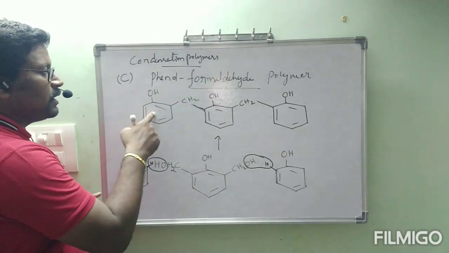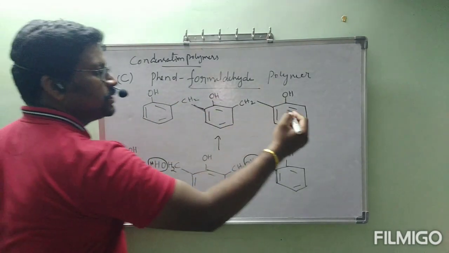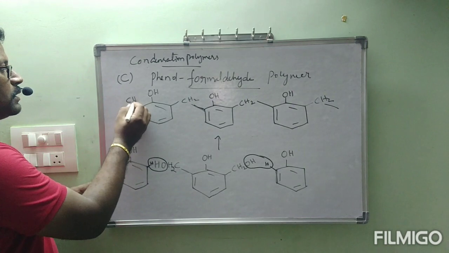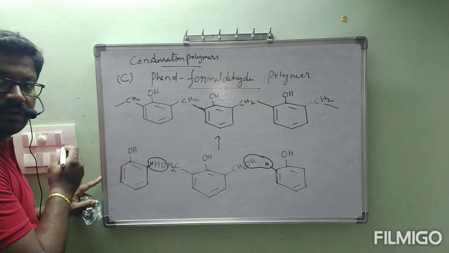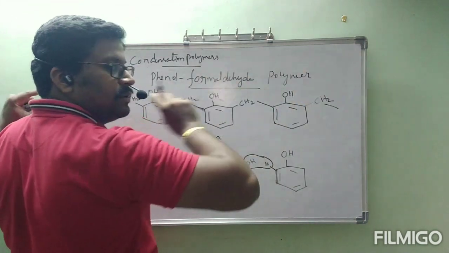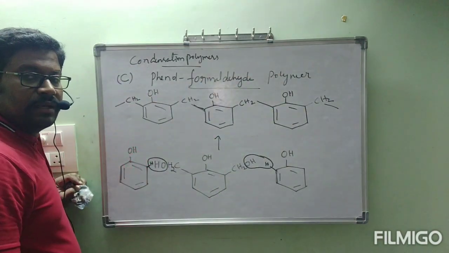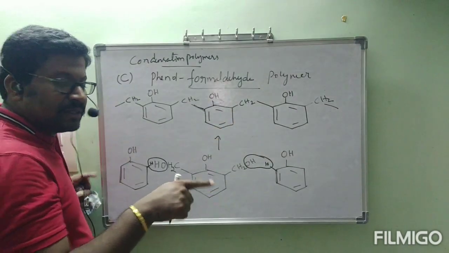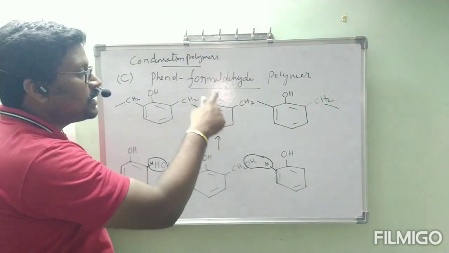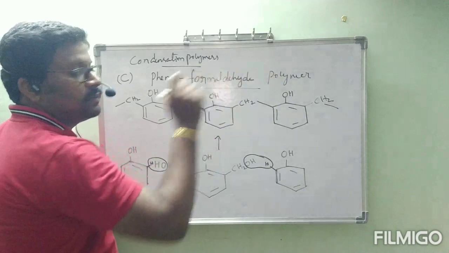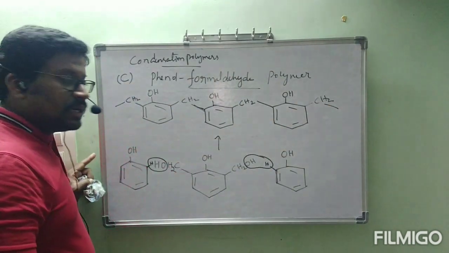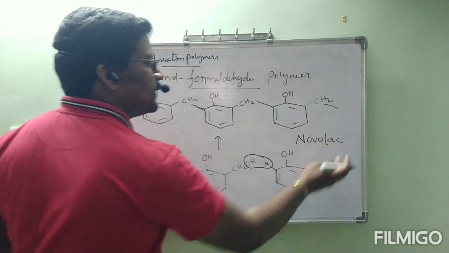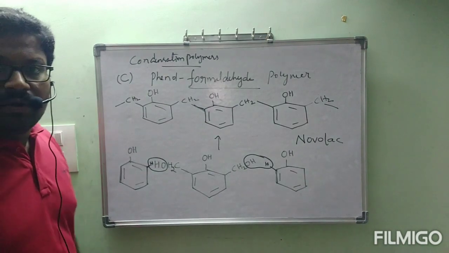See, observe: phenol CH2, phenol CH2, phenol CH2. Next again CH2, again CH2. Is there continuation or not? It will be continued as a chain. It contains phenol, and the CH2 is obtained from formaldehyde. This is phenol, so it is a phenol formaldehyde polymer. It is a straight chain polymer. The straight chain polymer is called Novolac.